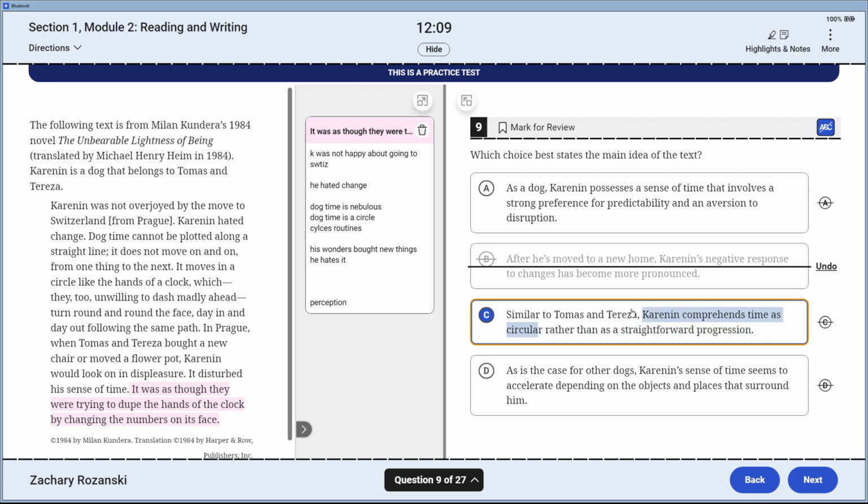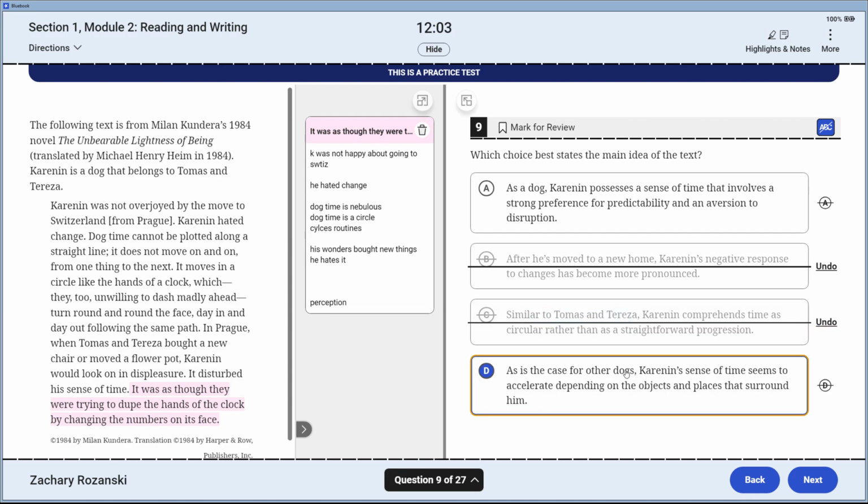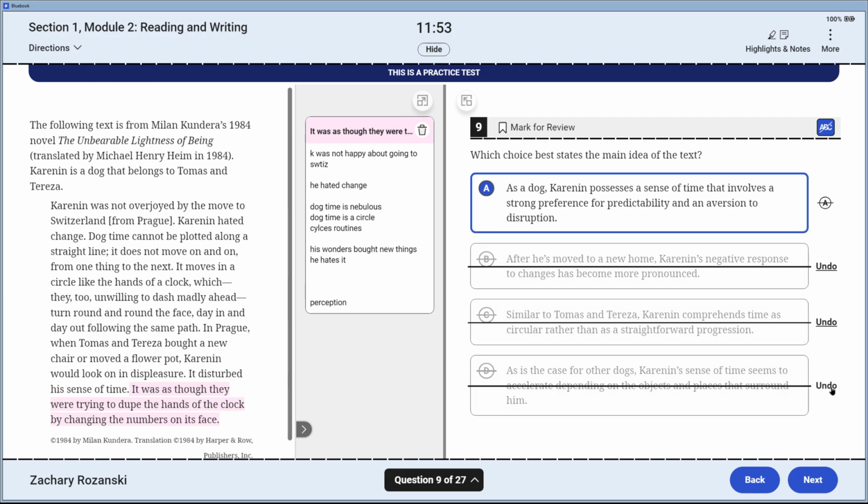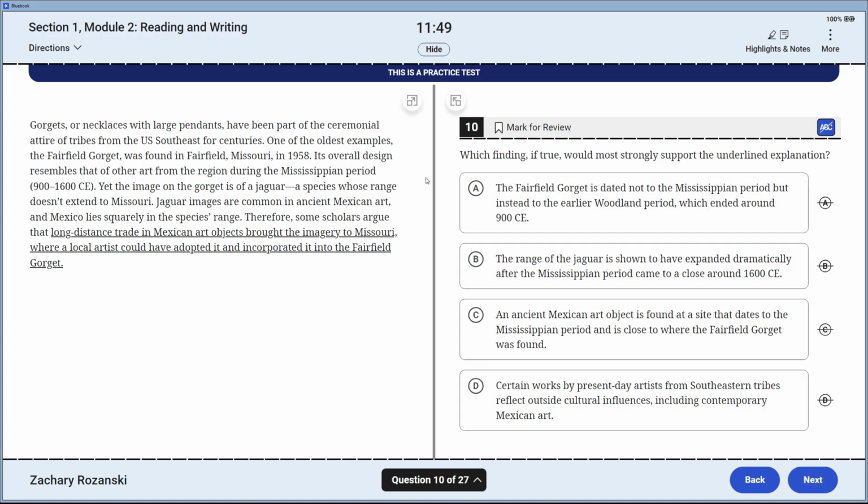He does view it as circular, but the hands were the clock hands, not the people. Super tricky, as is the case for dogs. I don't have a comparison to other dogs here. Maybe it does say dogs' time. Sense of time seems to accelerate. No. Places that surround, depending on the object. No. This A matches. It does say the thing about dog time being a circle, and the rest of this about acceleration isn't the main idea of the text.